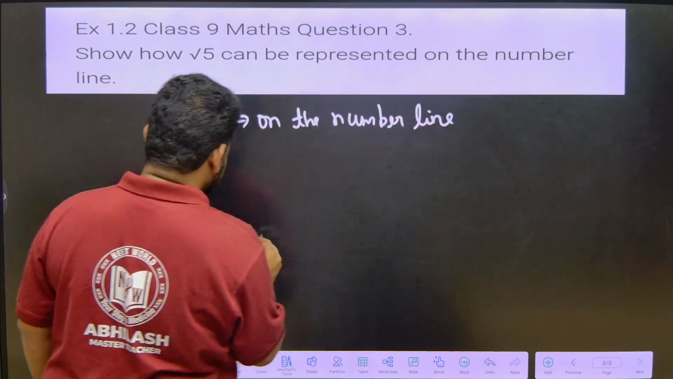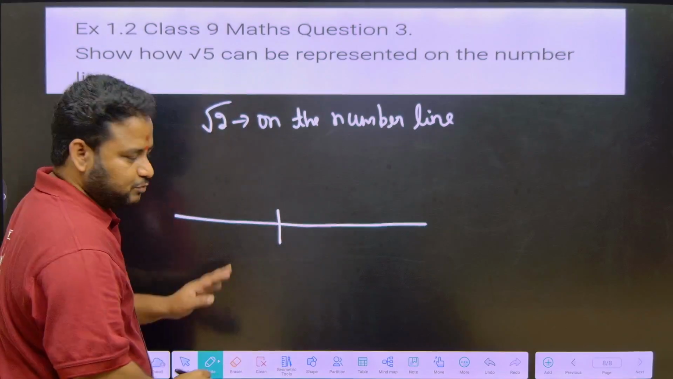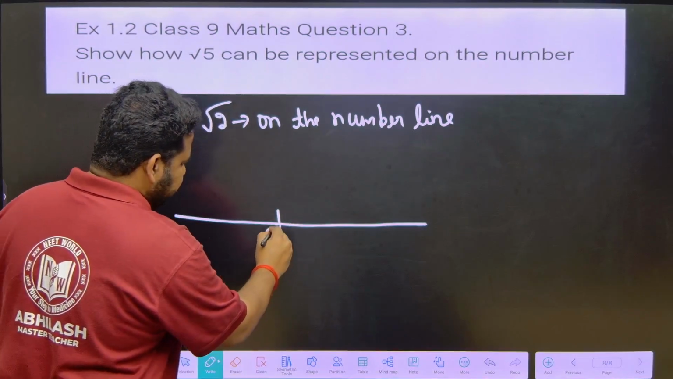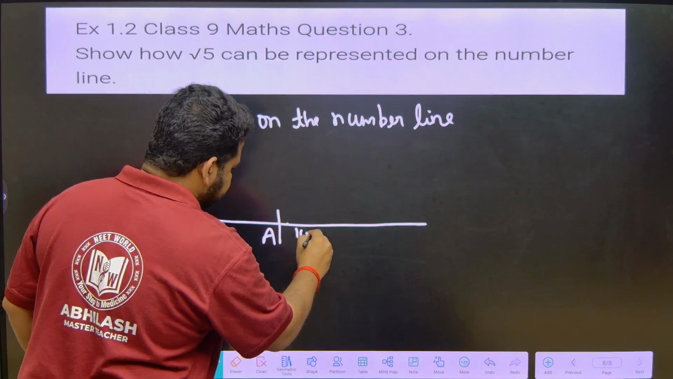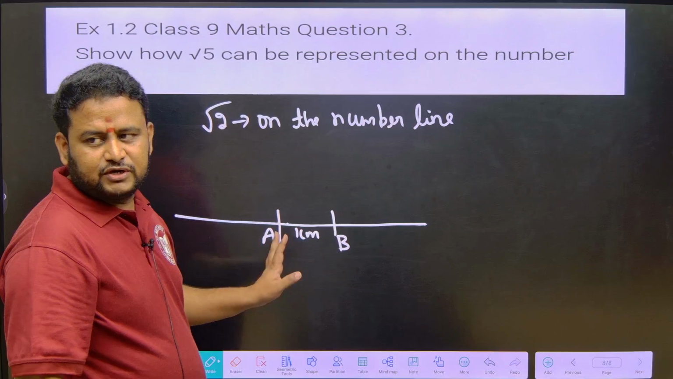See here. First of all, draw a straight line. Take this point, let this point be A. From here, take a distance of 1 centimeter. Let this point be B. At point B, you need to construct 90 degrees.